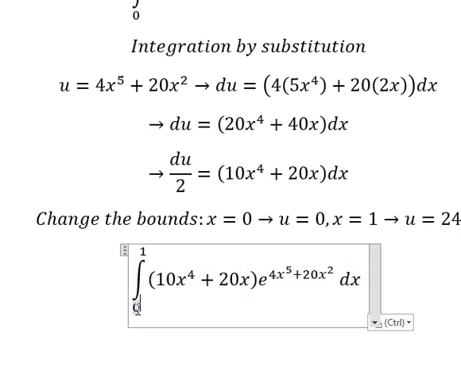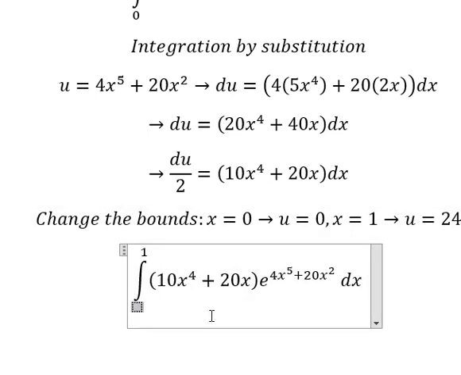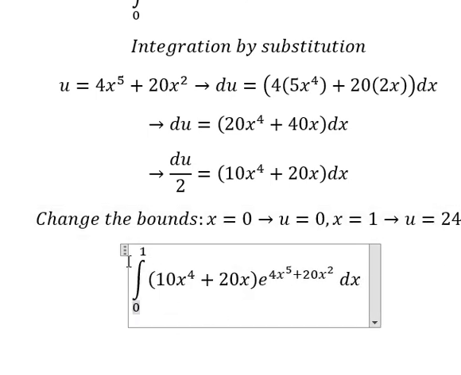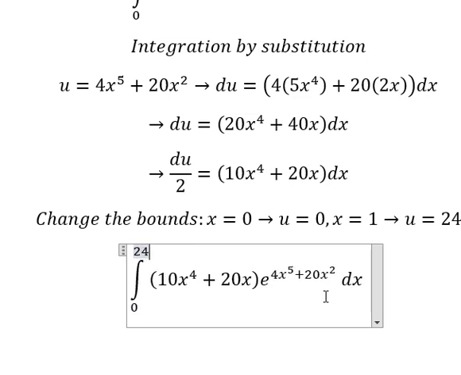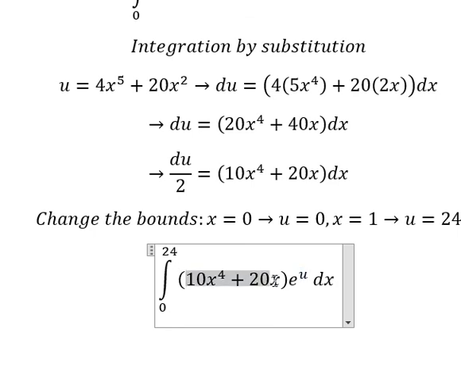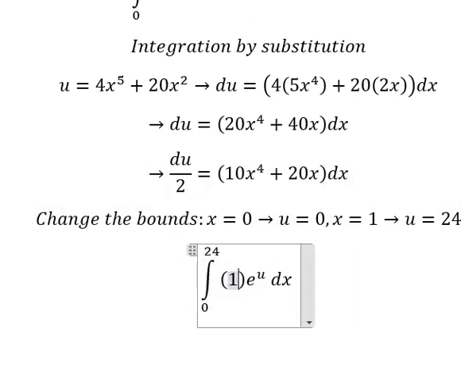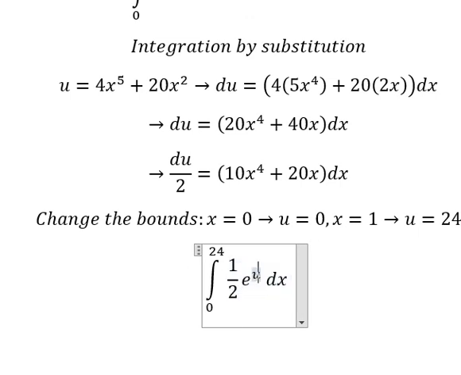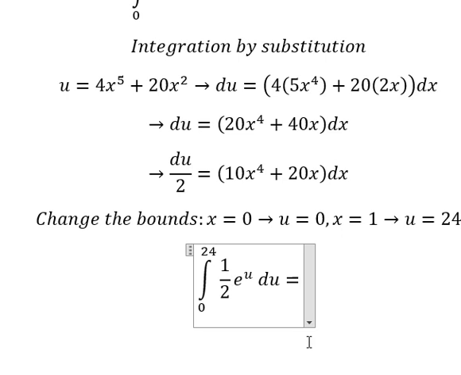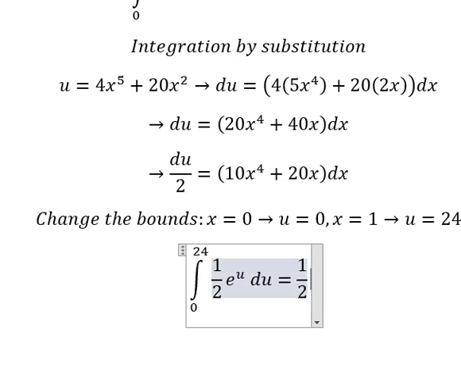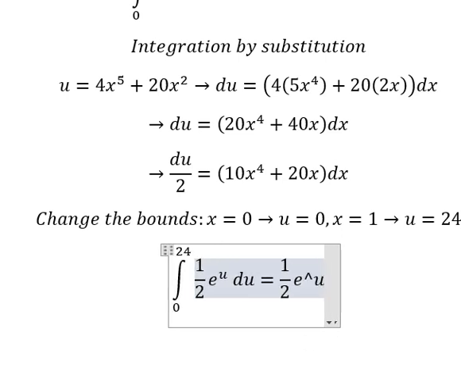So number 0 we change by number 0. Number 1 we change by number 24. This one we change by u. This one with the x we change by u over 2. So the integration of this one, we have 1 over 2 e to the power of u, and I will put the bounds from 0 to number 24.